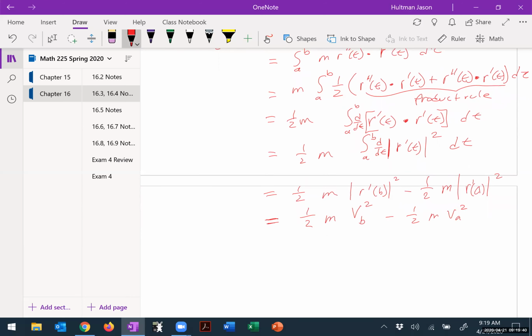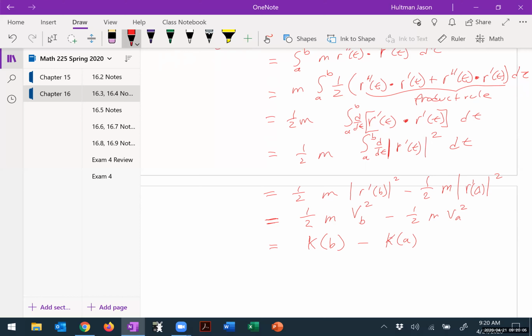Well, isn't this just kinetic energy? Yeah, this is kinetic energy. So this is kinetic energy at B minus kinetic energy at A. Oh, okay. Kinetic energy at B minus kinetic energy at A.